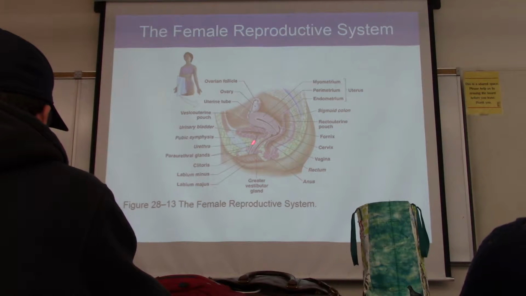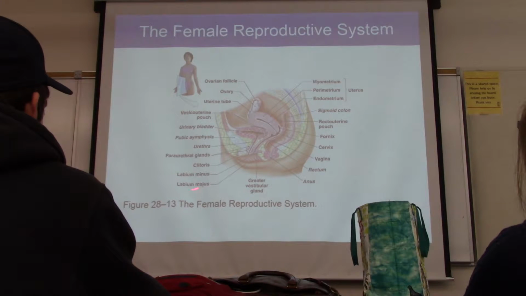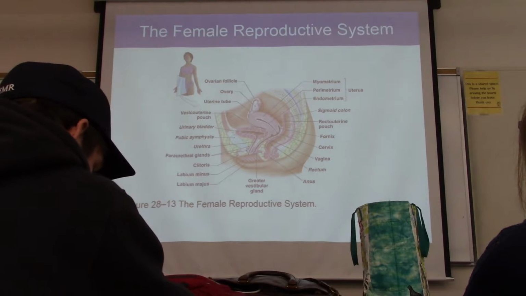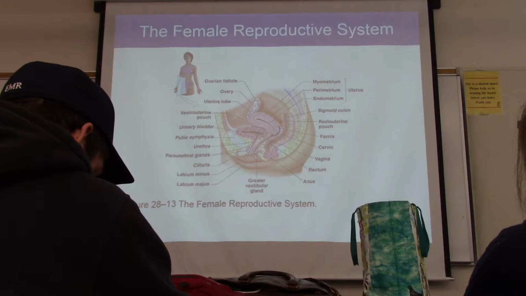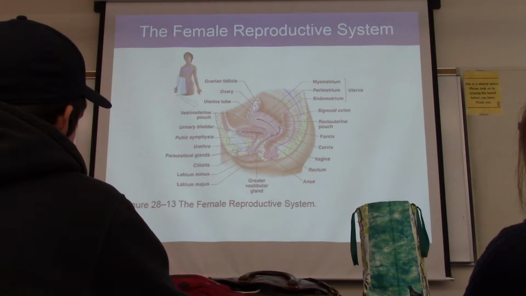And please notice that here's the bladder up front, bladder, urethra. There's some glands along it called the paraurethral glands, greater vestibular gland here. The vaginal wall has a number of glands in it, which we'll get to. On the outside, labia majora, labia minora, clitoris, and that's enough for that picture.